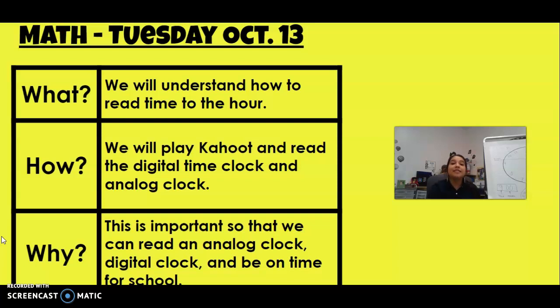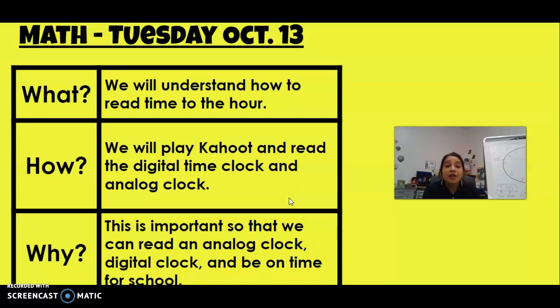Ramirez, and for today's lesson, we will understand how to read time to the hour. And how are we going to do this? Well, today we will play Kahoot and read digital time clocks and analog clocks. This is important so that we can read an analog clock, digital clock, and be on time for school.